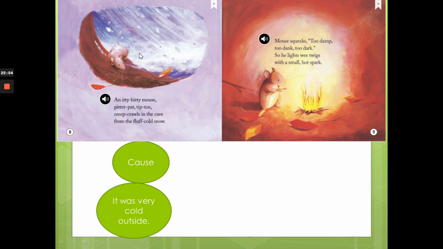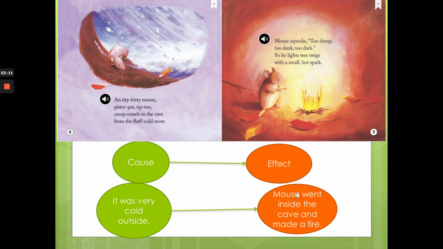Well, the cause is that it was very, very cold outside. We can see that it's snowing, and we see that there are footprints in the snow, so he was clearly walking for a long time. And so because it was so cold outside, as an effect, Mouse went inside the cave and made a fire.